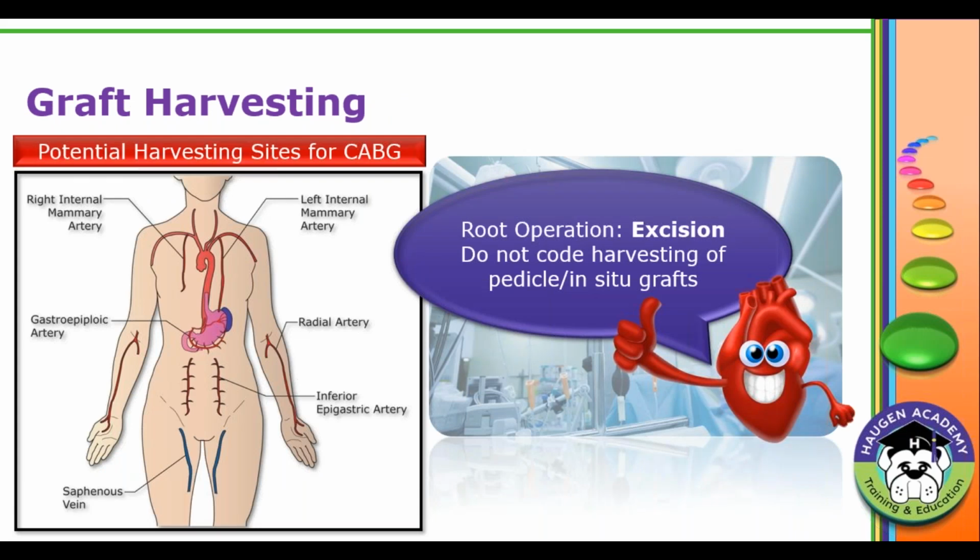So graft harvesting, lots of different potential sites for harvesting or procurement of that graft material. It's not always the saphenous veins. Probably the most attractive or the best vessel to use would be either one of the mammary arteries. First of all, it only involves 1 anastomosis, which prevents some of the scarring and things that you would see.